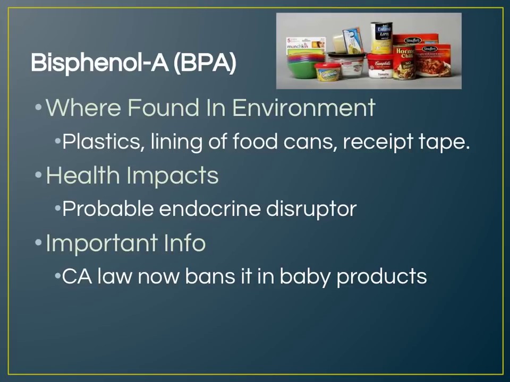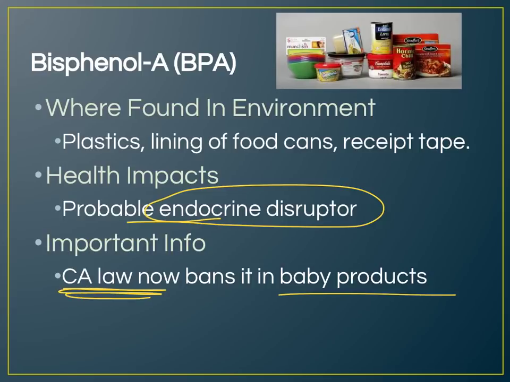The next one is bisphenol A, BPA. So again, a probable endocrine disruptor, which is why California has taken steps to ban it. Now, it hasn't been banned by the EPA or the USDA or the FDA or any of those, but California law, we actually voted in a law about 5 years ago that bans it in baby products because we want to be on the safe side.